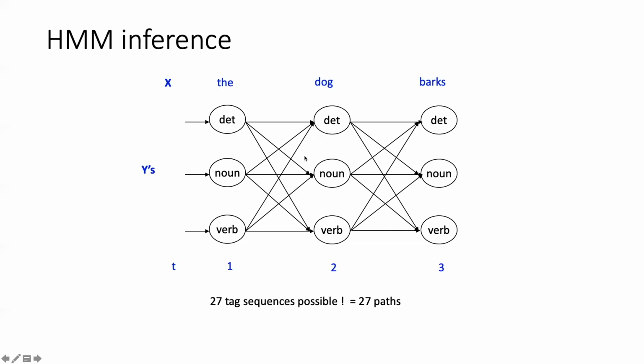We have to do this efficiently in HMMs. If we do it in a brute force way, there are 27 possible paths, since there are 3 states and the sequence length is 3. So in order to do it efficiently, what we use in HMMs is Viterbi decoding, which is popularly known as dynamic programming.